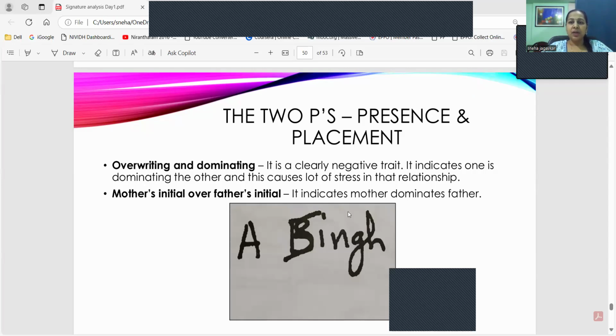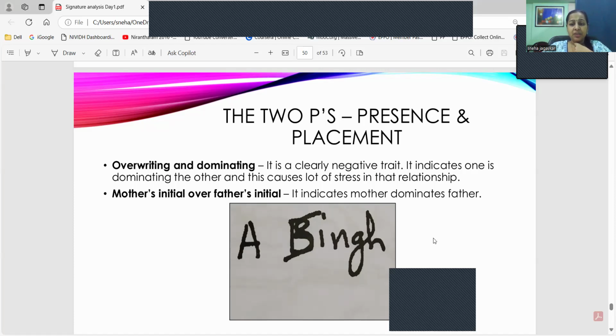Now, when I'm saying overwriting, it means that there are two or three initials which are written one above the other, which is wrong and it is a negative trait. It also means that the person is trying to dominate the other person. So, as I've said over here, it is clearly a negative trait. It indicates one is dominating the other and causes a lot of stress in relationship. Now, mother's initial is above the father's initial, which means that the mother is dominating the father.